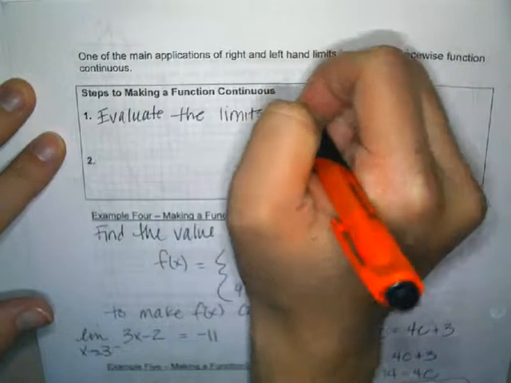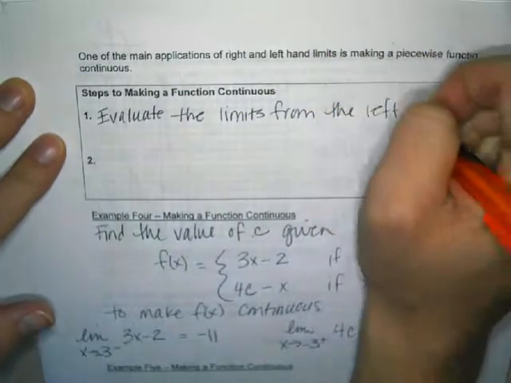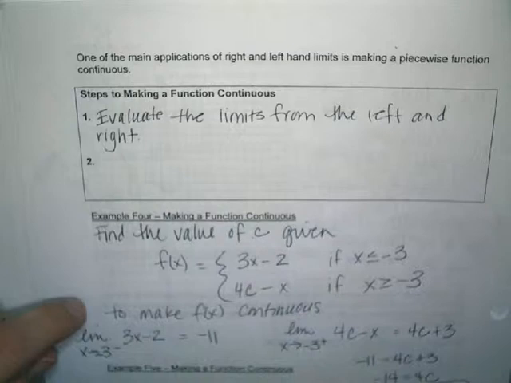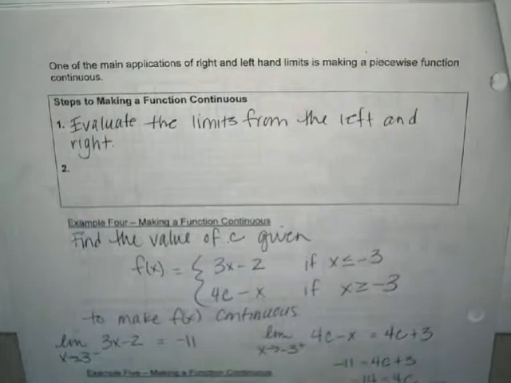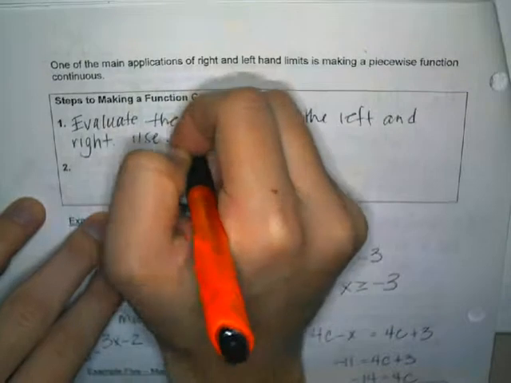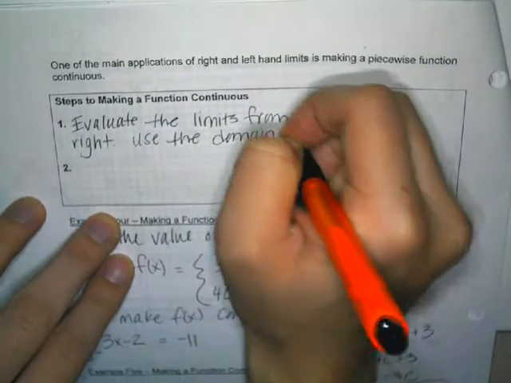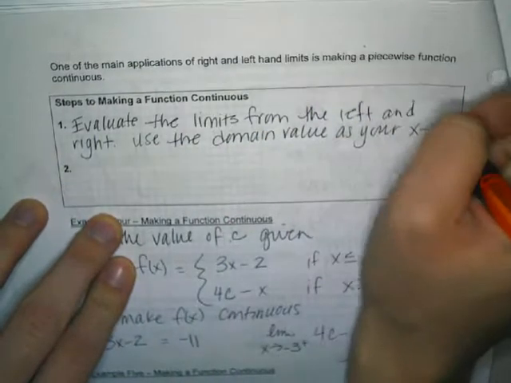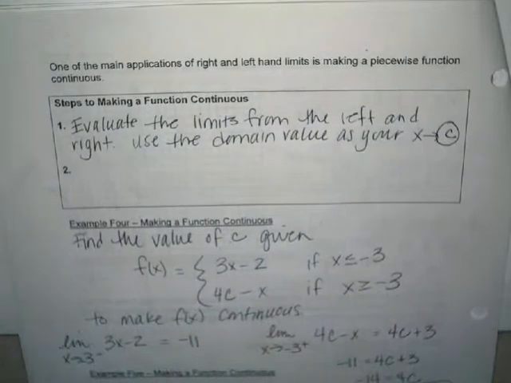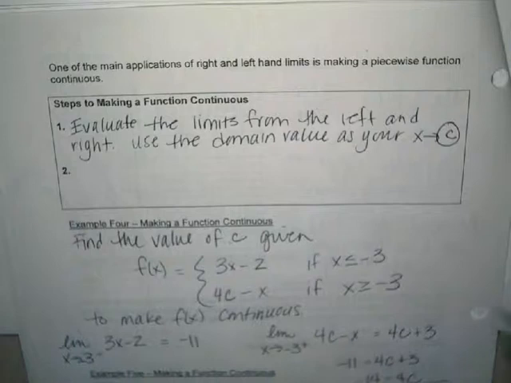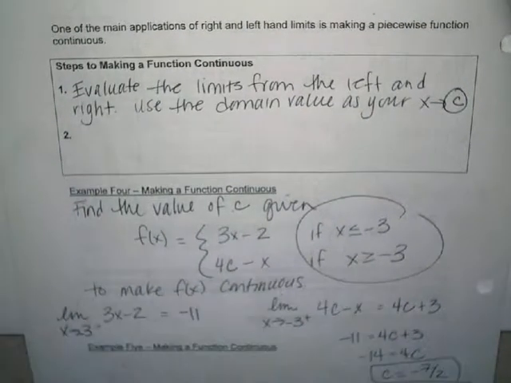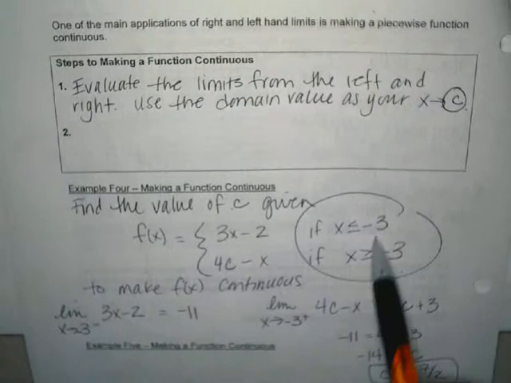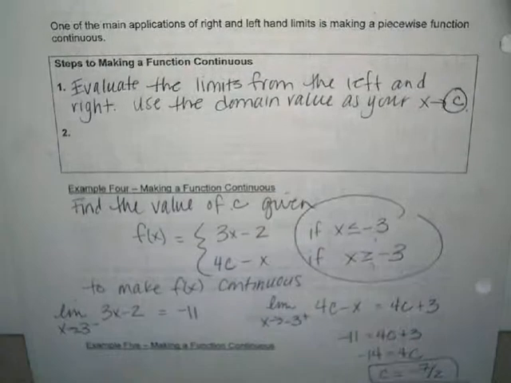So steps to making a function continuous: you have to evaluate the limits from the left and right. Use the domain value as your x approaching c. Domain value being, this is my domain for both of those functions, telling you something about them. So the c value that you would use for the limits, you're going to get from that part of the function.